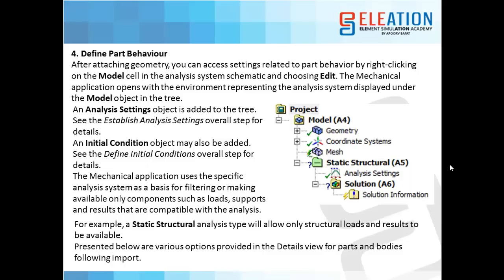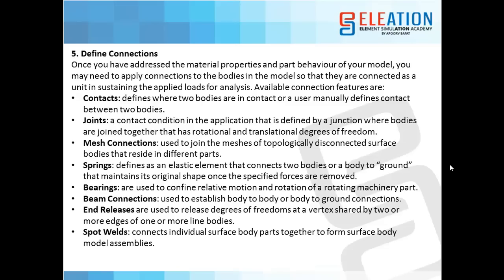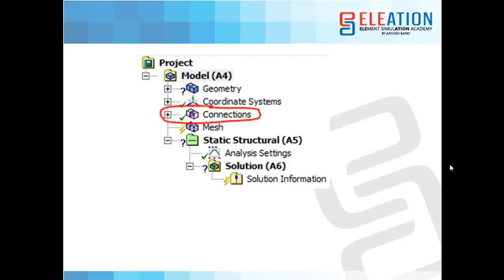Then we move to our next part, that is we define the part models and part behavior, like defining the cross section on the geometry, what the cross sections are and what the different connections in my model are. Then we define different types of connections. We have contact joints in ANSYS 17.0, then mesh connections, springs, bearing, beam connections. So we define different types of connections as per my requirement of the object. You can see in the connection model.